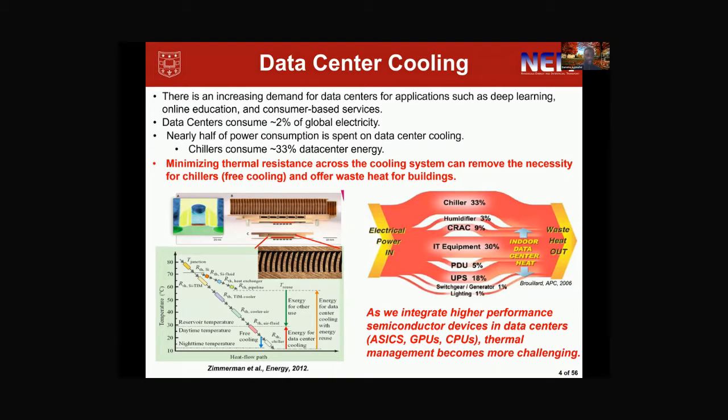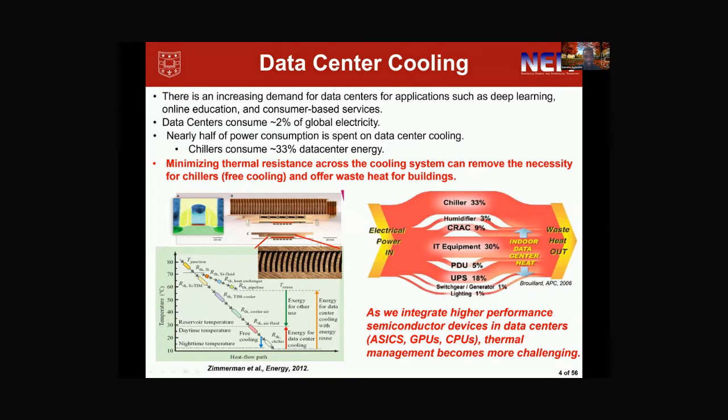More specifically, chillers can consume about 33% of this data center energy. So therefore, we have a big motivation for minimizing the thermal resistance of the cooling system. And therefore we could potentially remove the necessity for chillers and, for example, offer some exergy potential or waste heat for buildings. And that's exactly what we see in the lower left-hand corner.